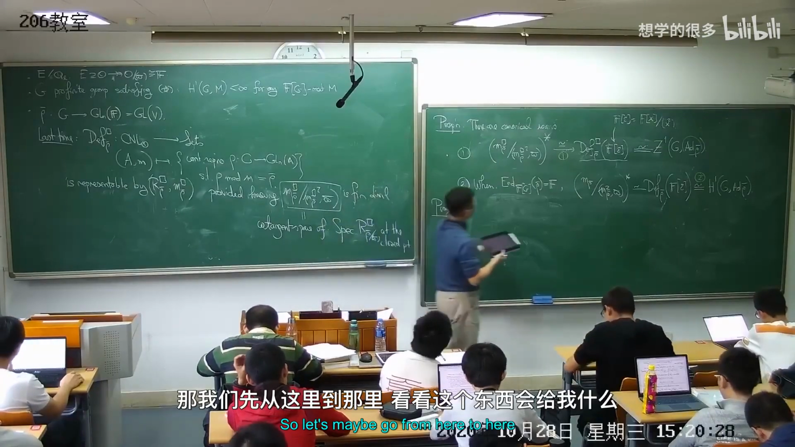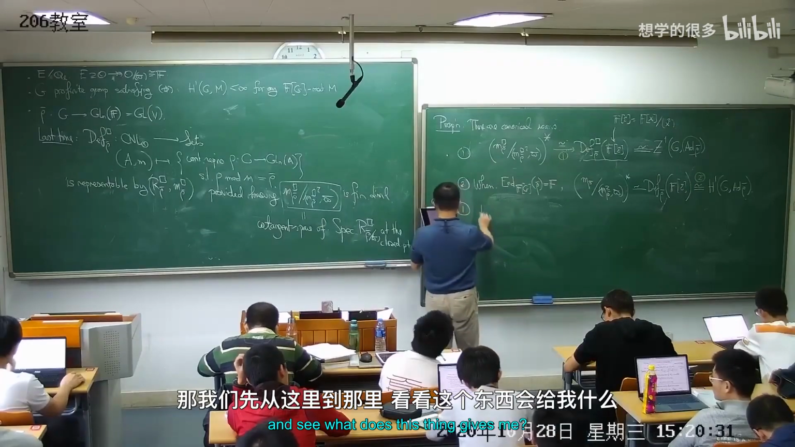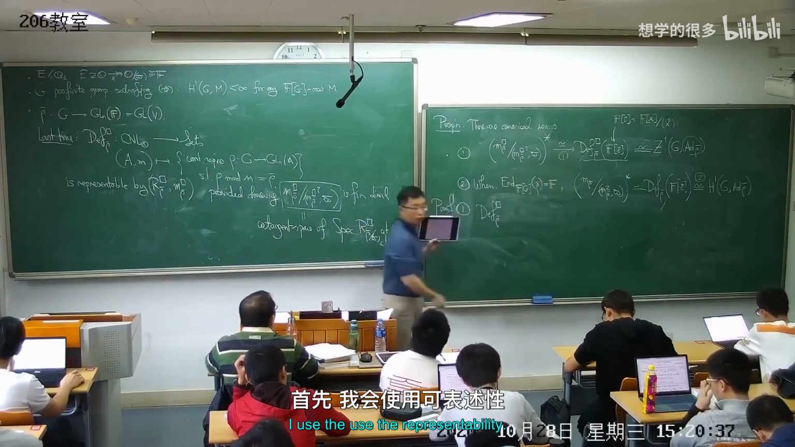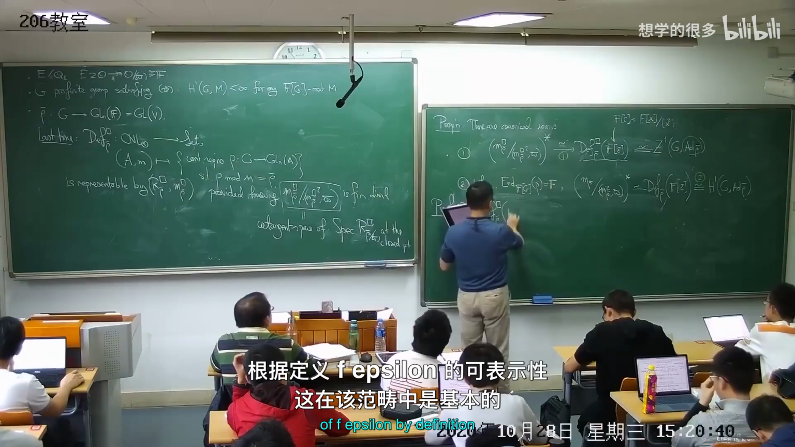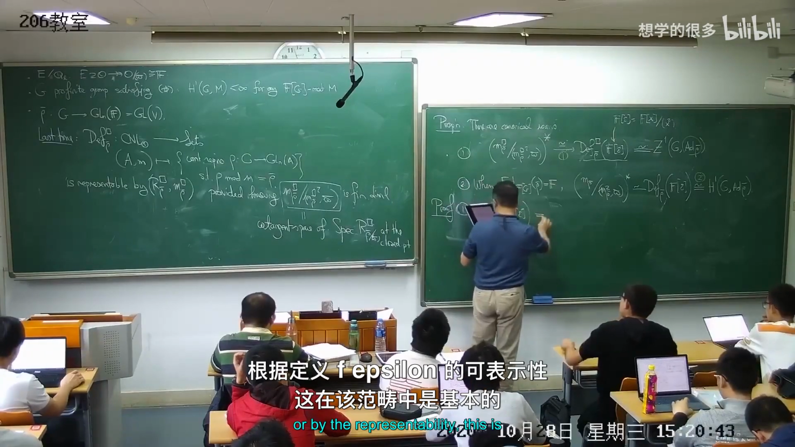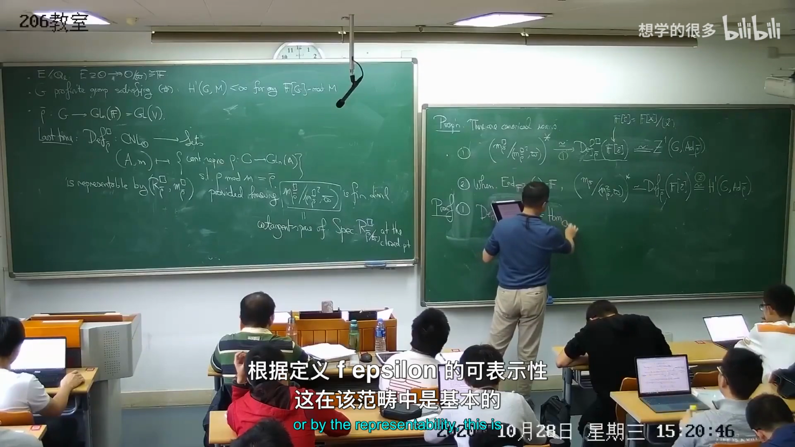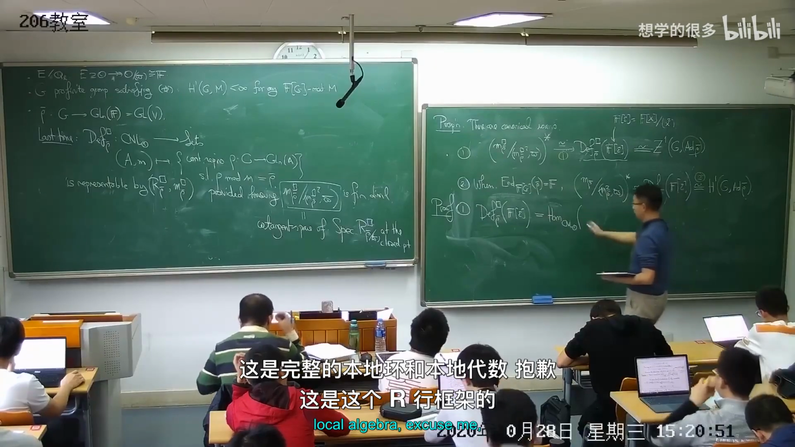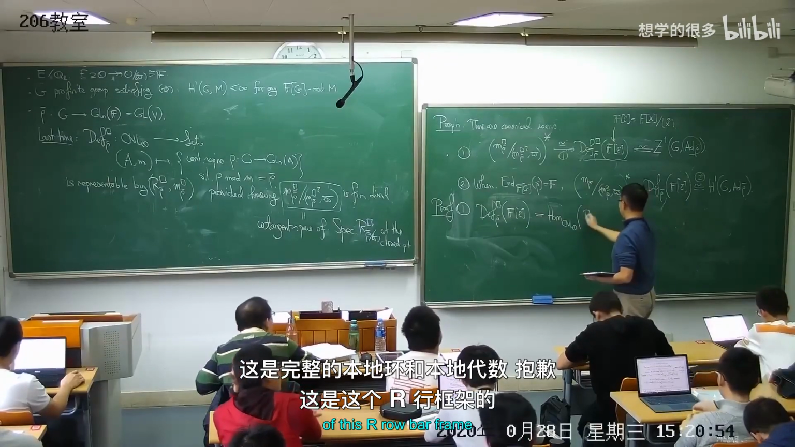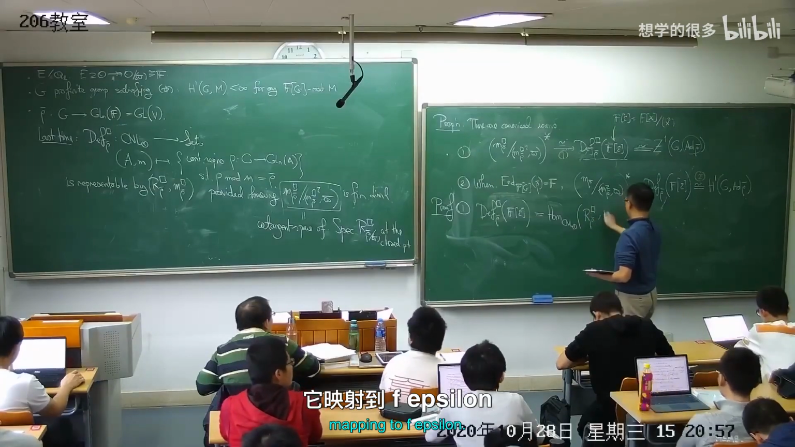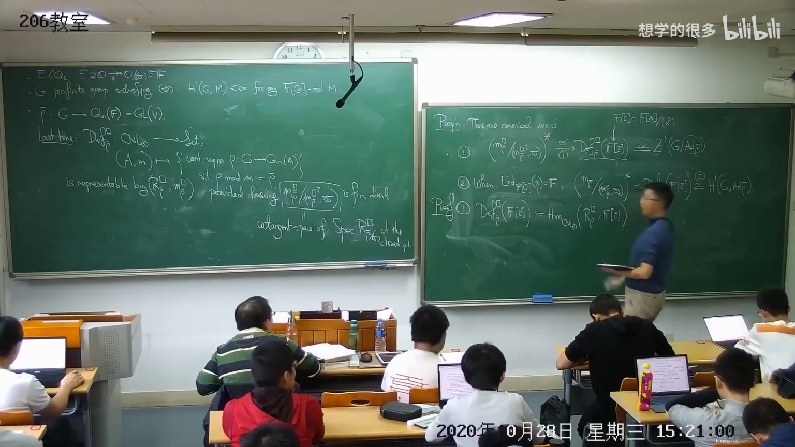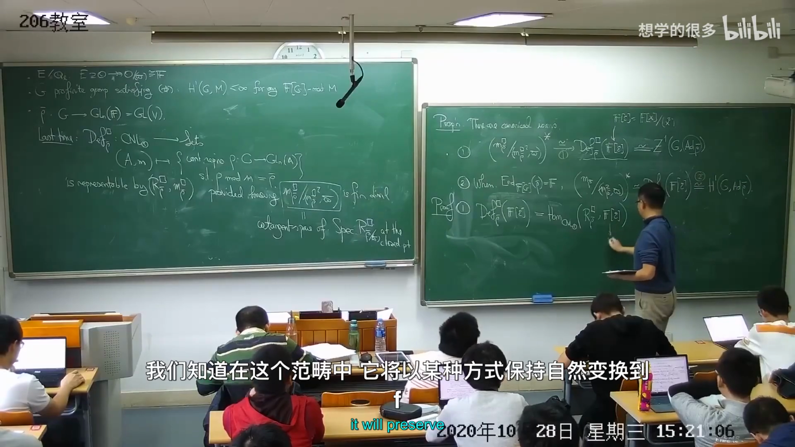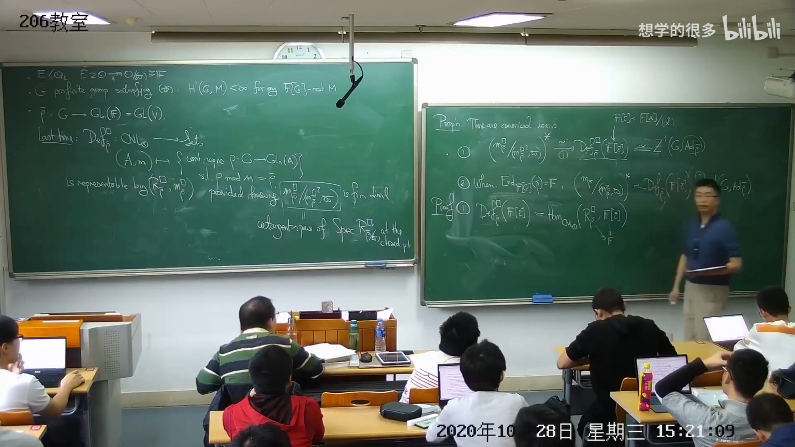So let's maybe go from here to here and see what this thing gives me. Going for 1, I use the representability. So the definition of f epsilon, by the representability, is the Hom in the category of complete Noetherian local algebras of this R rho bar frame mapping to f epsilon, right? And we know that in this category it will preserve the natural map down to f in some sense.